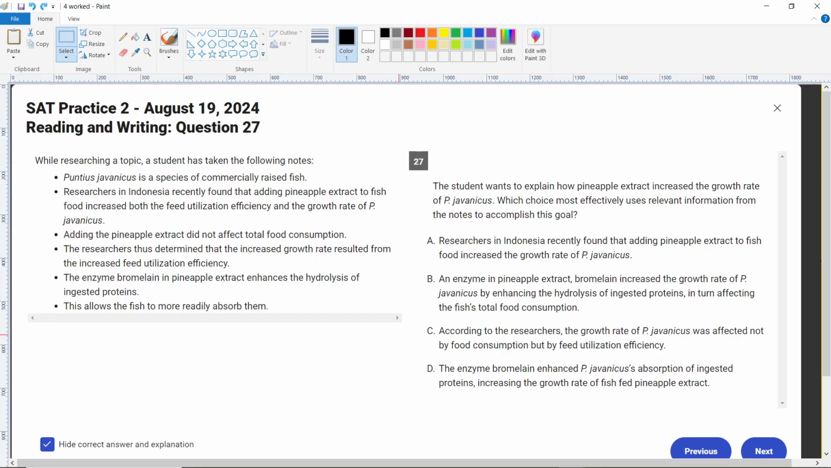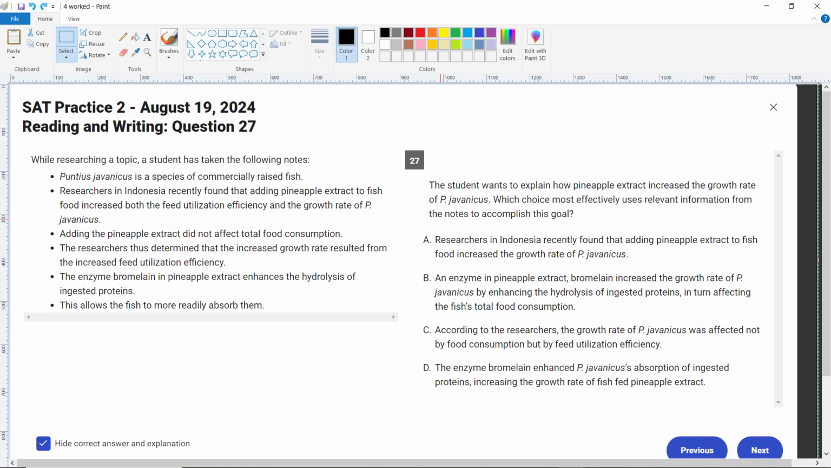Here's 27 on the same test. The student wants to explain how pineapple extract increased the growth rate of P. javanicus. Remember, always read and understand the question. Which choice most effectively uses relevant information from the notes to accomplish this?